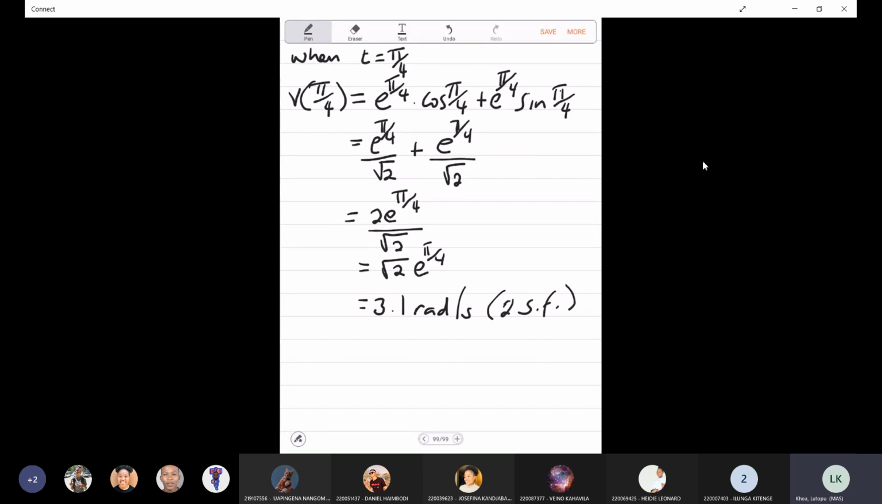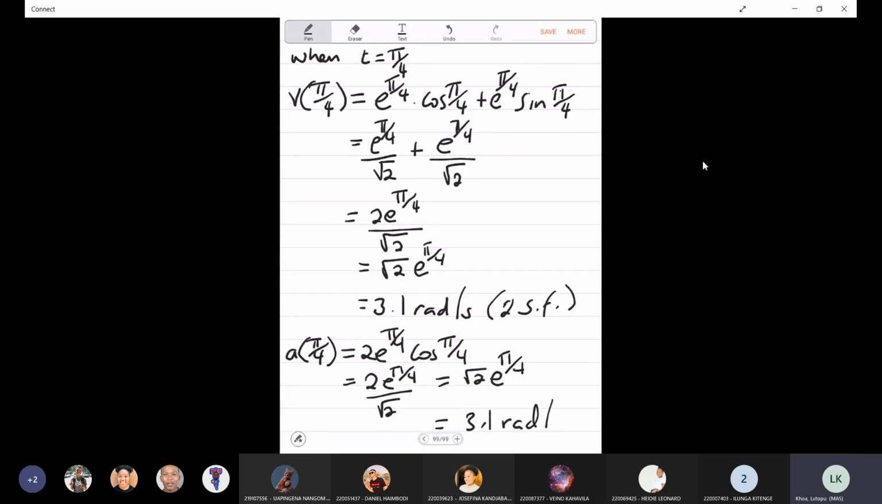And then the same thing for the acceleration when t is equal to pi over 4. This is equal to 2 times e to the power of pi over 4 multiplied by cos of pi over 4. This is 2e to the pi over 4 divided by the square root of 2, which is also square root of 2 e to the power of pi over 4. And this also gives us 3.1 radians per second squared, to two significant figures, as the question asks us to do.